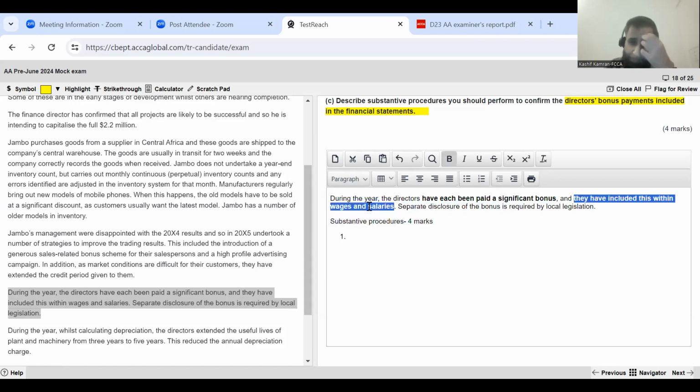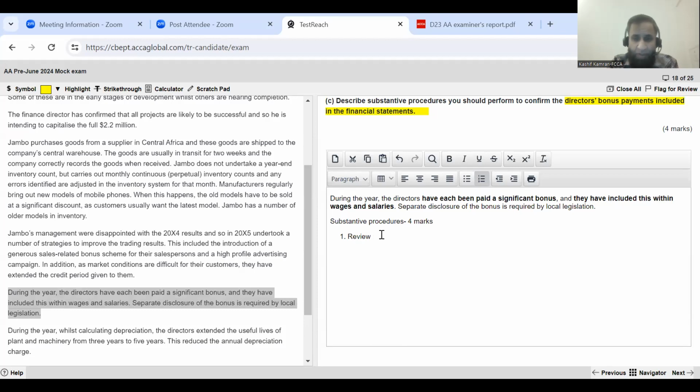Now, first of all, they have been paid a significant bonus. So there must be an approval of that from the board of directors. So the board must have approved the director's bonus and the amount and the basis. On which basis are we giving them bonus? On the basis of good performance, or on the basis of financial indicators or non-financial indicators? So that's number one. I'll say review.